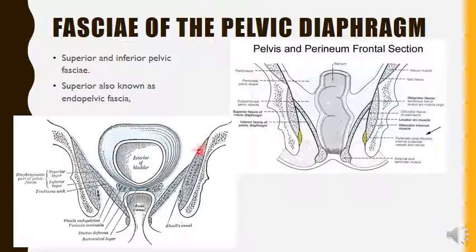Then medially the superior fascia of the pelvic diaphragm blends with the pelvic fascia covering the viscera. So this is the bladder, right? Medially the superior fascia of the pelvic diaphragm blends with the fascia covering the pelvic viscera, right? So these few points I just wanted to tell you about the fascia.